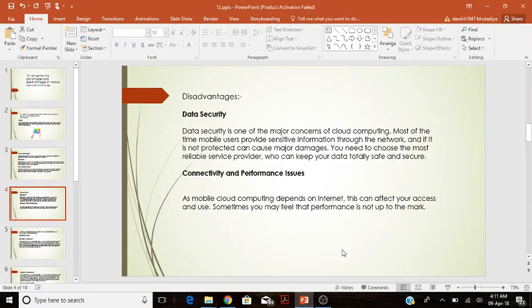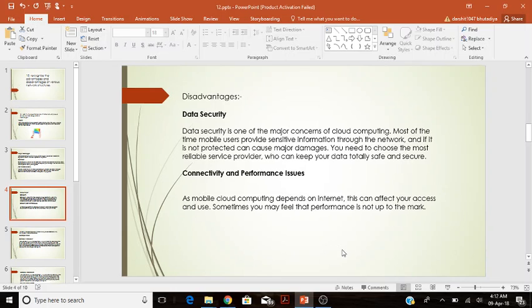What are the disadvantages of mobile cloud applications? The first one is data security. Data security is one of the major concerns of cloud computing. Most of the time, mobile users provide sensitive information through the networks, and if it's not protected, it can cause major damage. So you need to choose the most reliable software provider who can keep your data totally safe and secure. That is one of the biggest concerns for the customer, a data breach. Right? So your data must be safe.